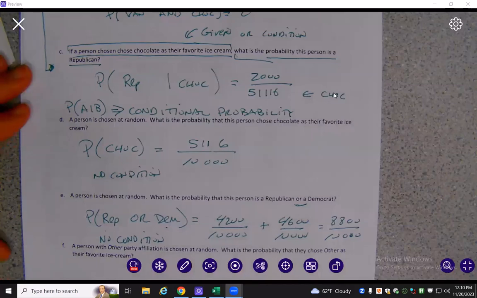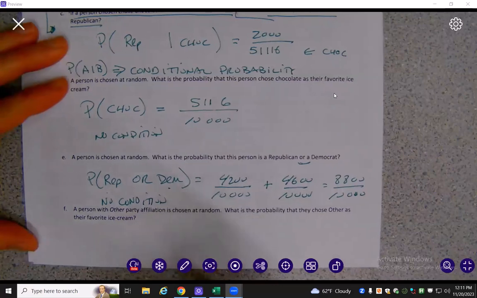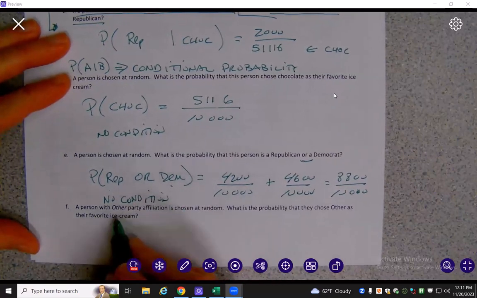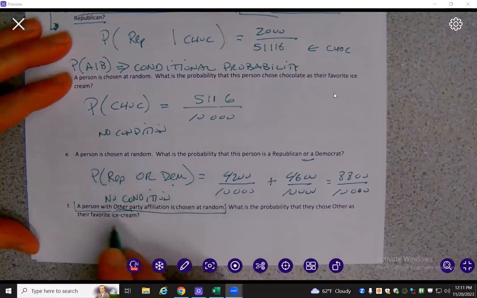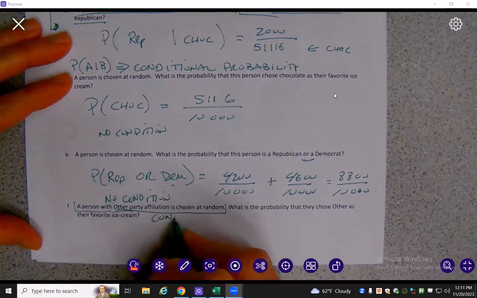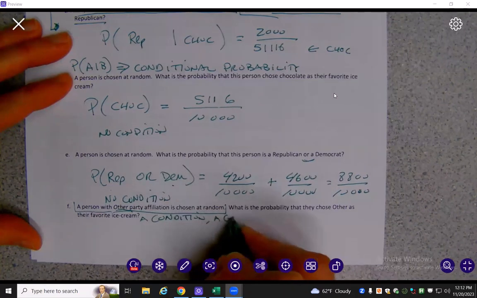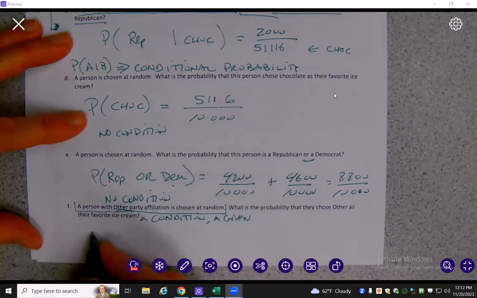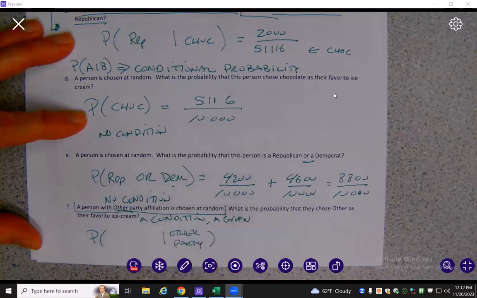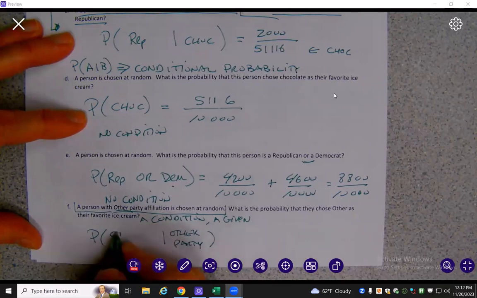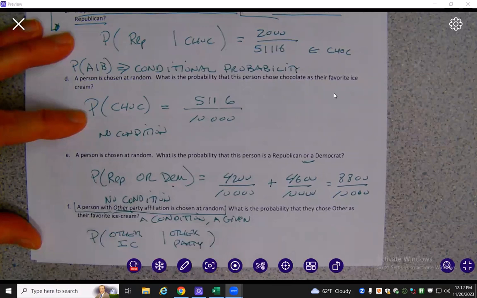And one last one here. A person with other party affiliation is chosen at random. So notice they're just telling me who is chosen at random. So this is now a condition, a given. So I am to choose nothing else. So they belong to the other party. The question is, what's the probability that they chose other as their favorite ice cream? So what I'm after is other and ice cream.